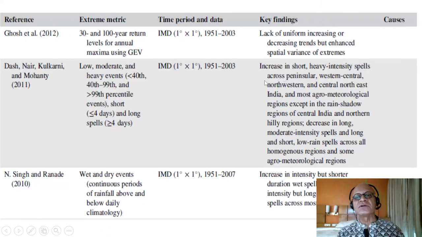This study here, increase in short and heavy intensity spells across peninsular, western central, northwestern, central, northeast India, and most agrometeorological regions except in the rain shadow regions of central India and northern hilly regions.